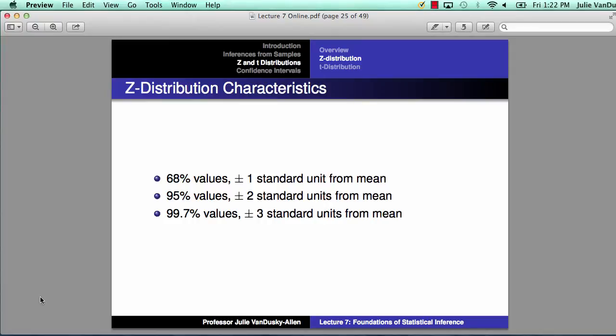In addition, recall that the z-distribution is a normal distribution, so 68% of the values are within 1 standard unit of the mean, 95% of the values are within 2 standard units from the mean, and 99.7% of all the values are within 3 standard units from the mean.